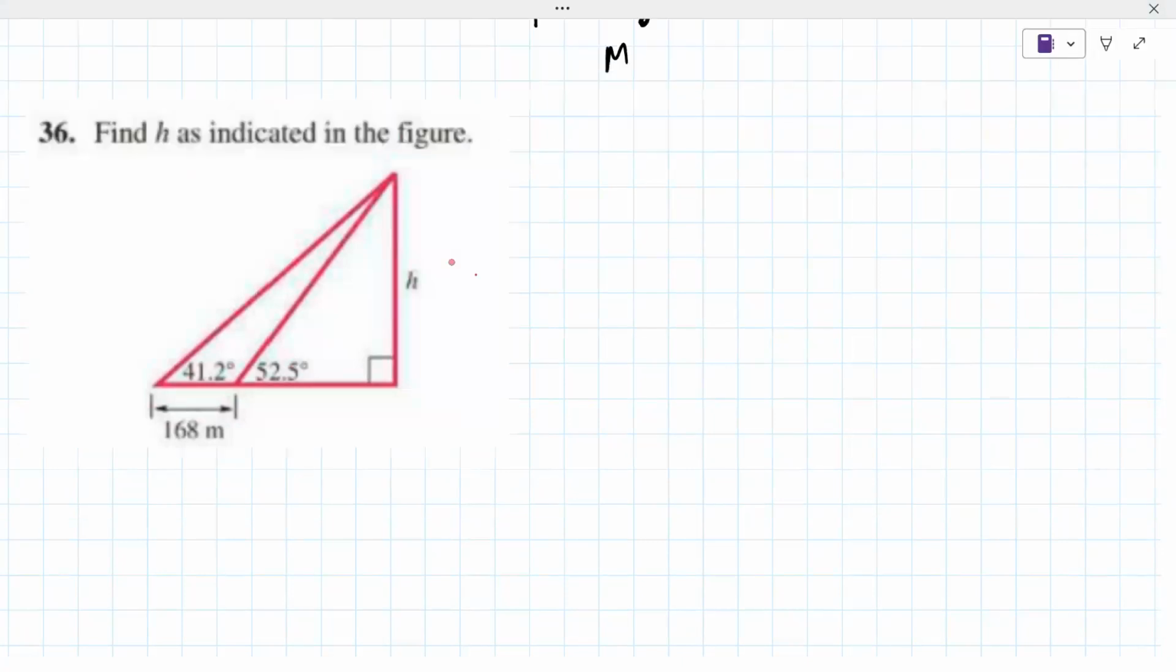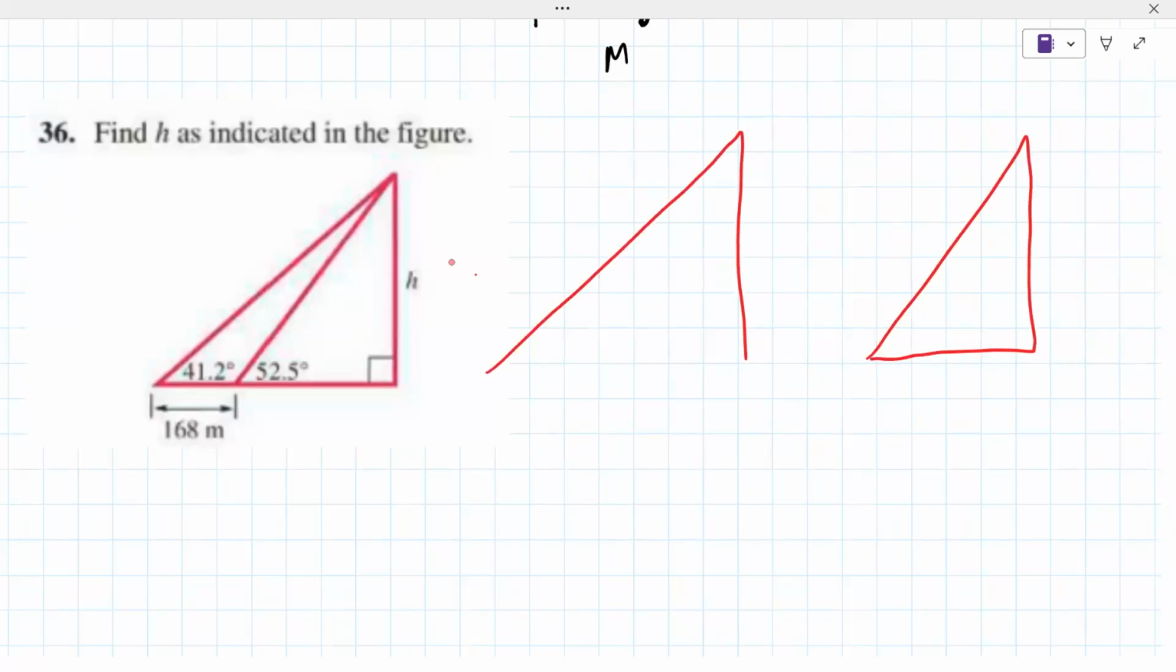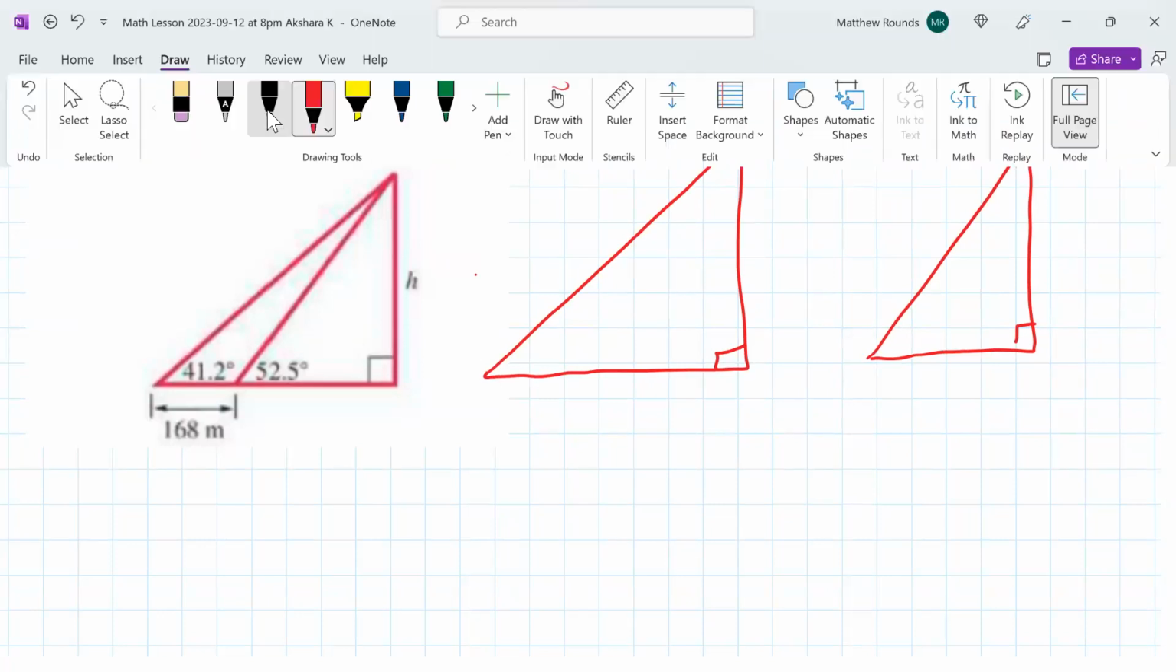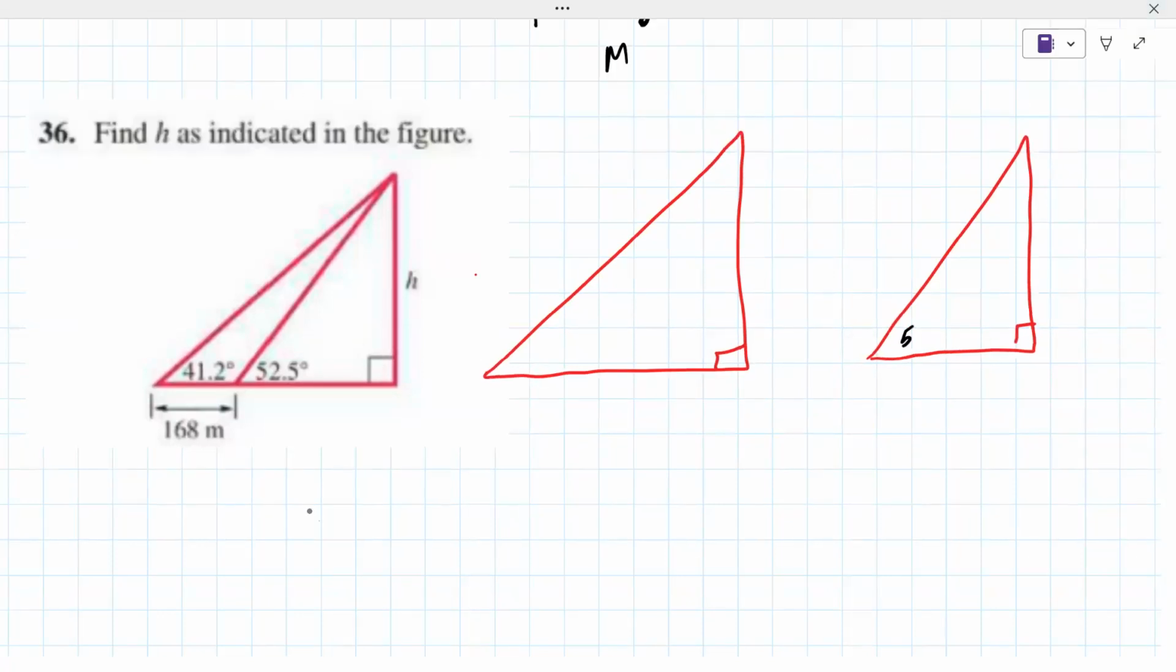There's actually two triangles here. There's the one on the right, and then there's the big one. You could draw them separately. The reason is you want to not be distracted by things that are there. So this right here is unknown. Let's call this X right there. So this one on the left here is 168 plus X.